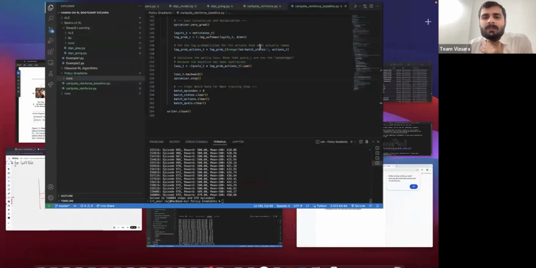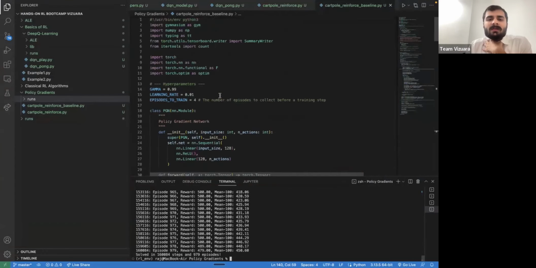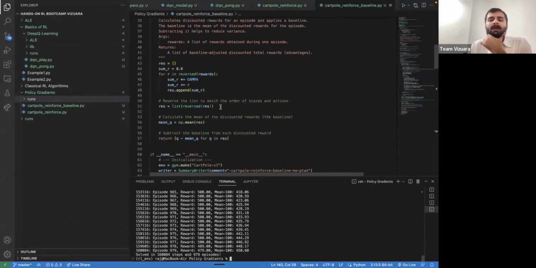So if you see, this is the function where up until here everything is the same, but I'm subtracting Q minus mean Q, which is the baseline. Now ideally we should subtract the value function, but we do not know the value function, and in practice the value function is constructed as a separate neural network, which we will talk about later in some of the other problems that we will consider.